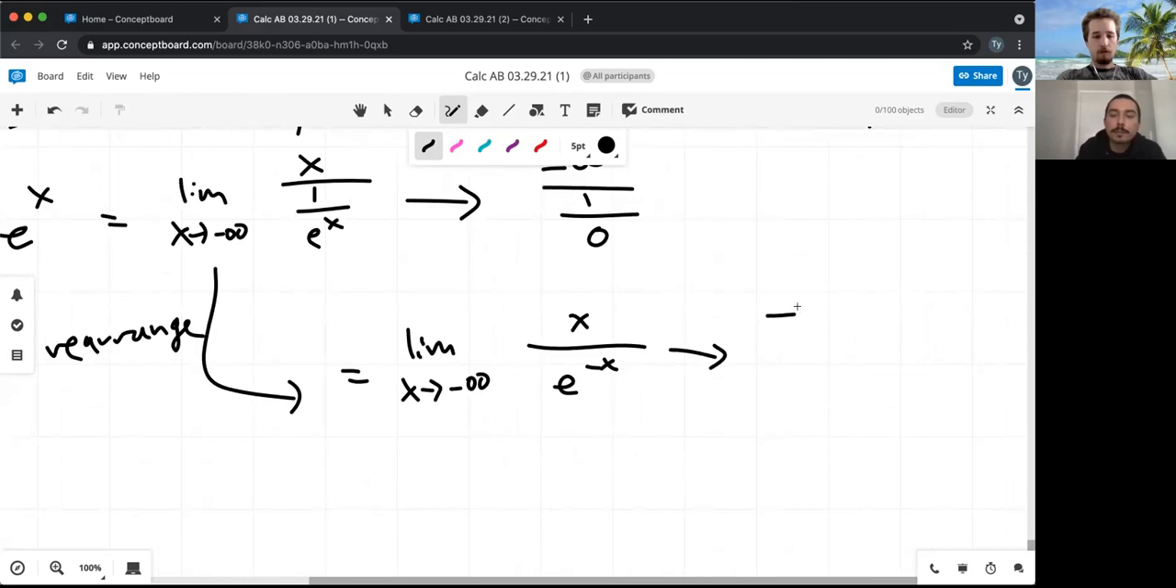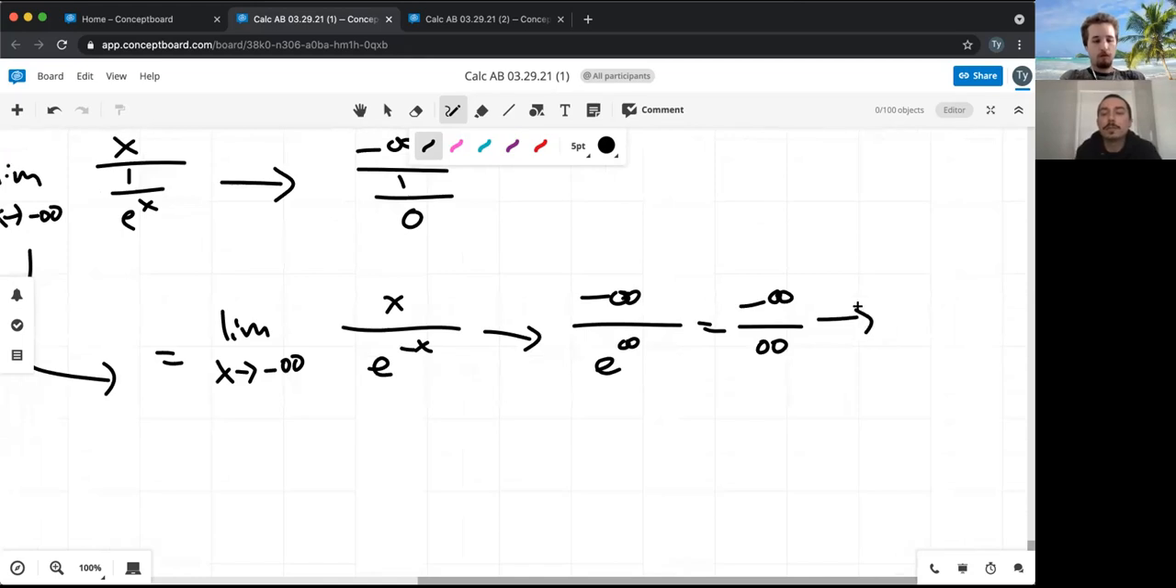We get negative infinity on top. e to the negative infinity, well, that's going to infinity. Aha, so we can use L'Hopital's rule again.